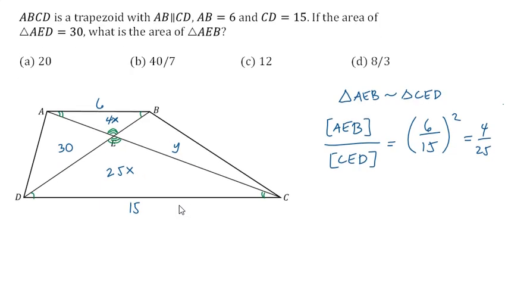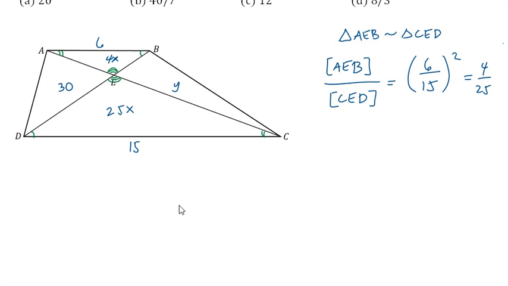Now, notice that triangle ADC and triangle BDC have equal altitudes. To see this, I'll draw segments from points A and B perpendicular to CD. So this is the altitude of triangle ADC, and this one is the altitude of triangle BDC. Because AB is parallel to CD, these altitudes must be equal. So let's say this is h. This must also be h.